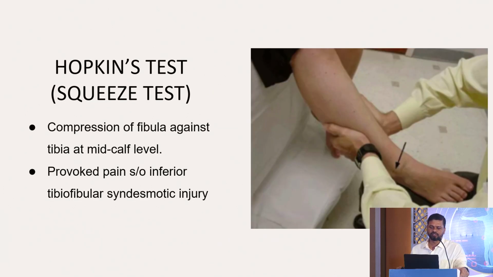The special tests. One is the Hopkins test, which is usually used if you are suspecting a high ankle sprain or tibiofibular syndesmotic injury. We just compress the fibula against the tibia at the mid calf. The patient can get tenderness just anterior or above the ankle joint, and you can suspect a syndesmotic injury. Again, you can confirm with different types of imaging also.